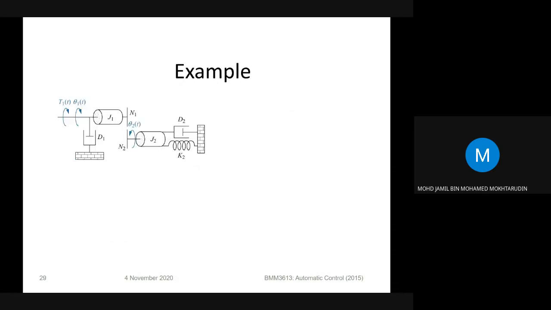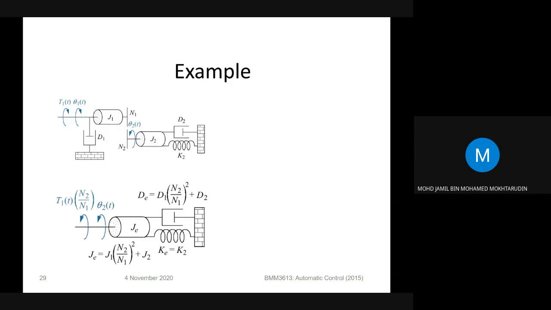So when you have transferred everything, then you can redraw your system into a 1 degree of freedom system. So the damper becomes damper equivalent, D1 times N2 over N1 squared plus D2. The spring becomes spring equivalent, KE equals K2. And the J becomes J equivalent, J1 times N2 over N1 squared plus J2.